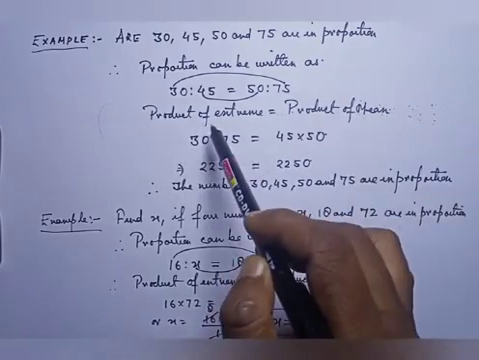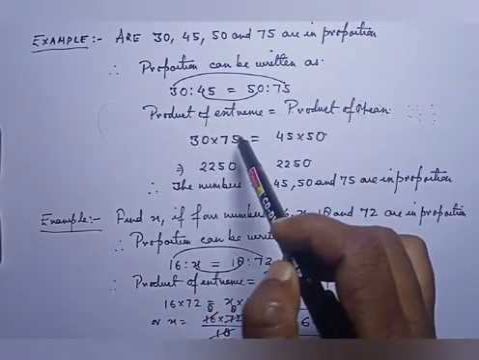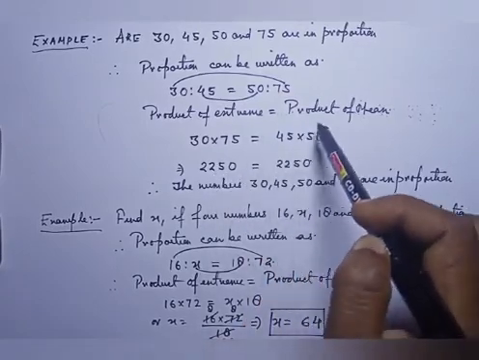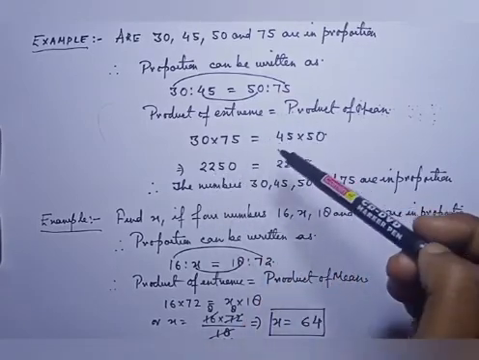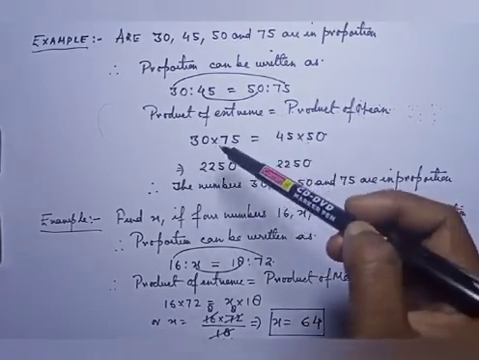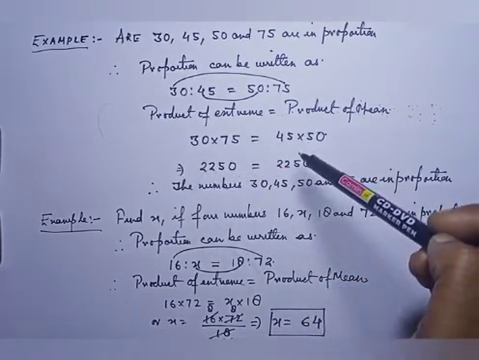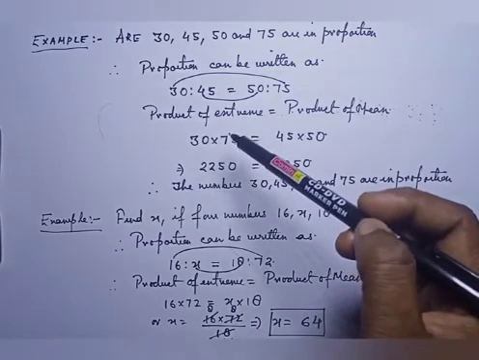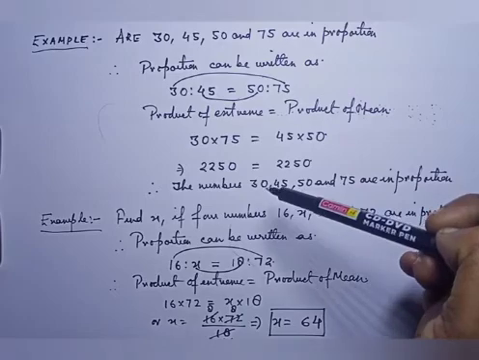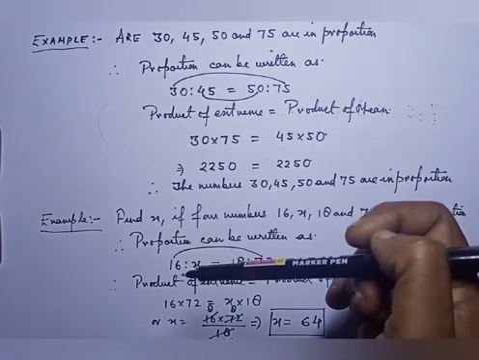When we multiply 30 into 75, the answer is 2250, and when we multiply 45 into 50, the answer is the same. This shows that both LHS and RHS are equal. Hence we can say that all the four numbers are in proportion. I hope it is clear to everyone.